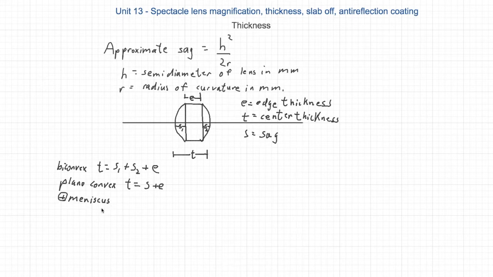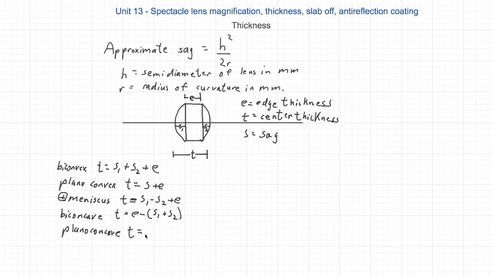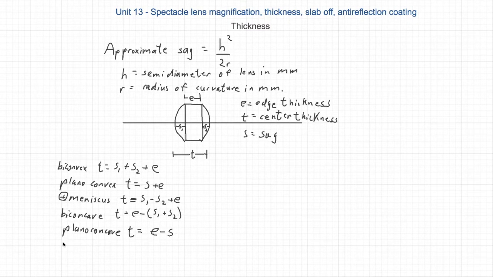For a positive or convex meniscus lens, the center thickness equals S1 minus S2 plus E. For a biconcave lens, the center thickness equals E minus, in parentheses, S1 plus S2. For a plano-concave lens, the center thickness equals E minus S. Again, there's only one curved surface. And for a negative or concave meniscus lens, the center thickness equals E plus S1 minus S2.